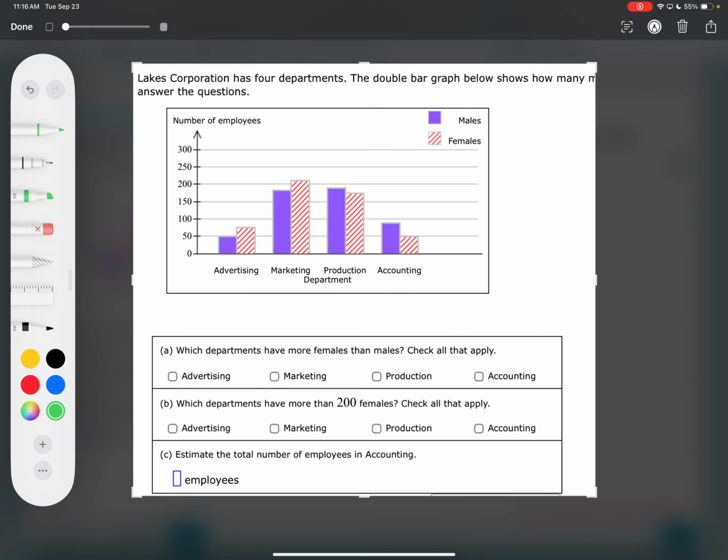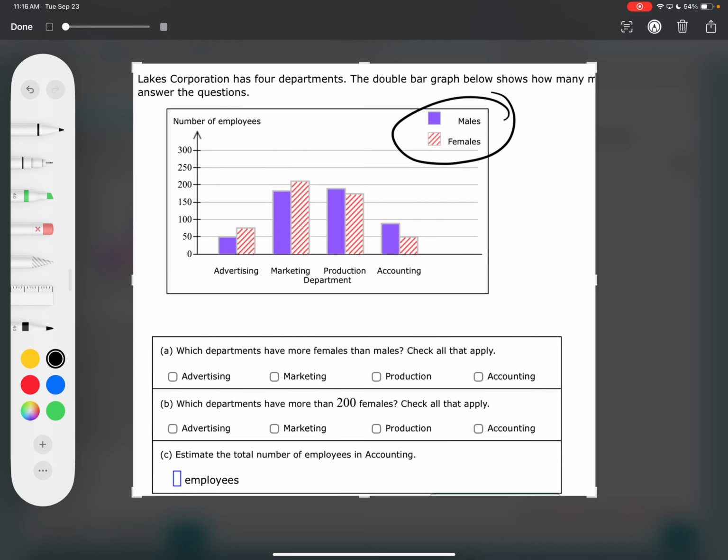All right. Which departments have more females than males? Check all that apply. One thing that you always check if a graph is good is that it should have a key somewhere. So the purple is the males and the red, the candy cane looking ones, are females. So they should have some kind of key to tell you stuff on there. Which departments have more females than males? This is where the candy cane one would be bigger than the purple one. So those two, advertising and marketing, the candy cane is higher. I probably shouldn't call it candy cane. That makes me want Christmas to be here, but that's fine.